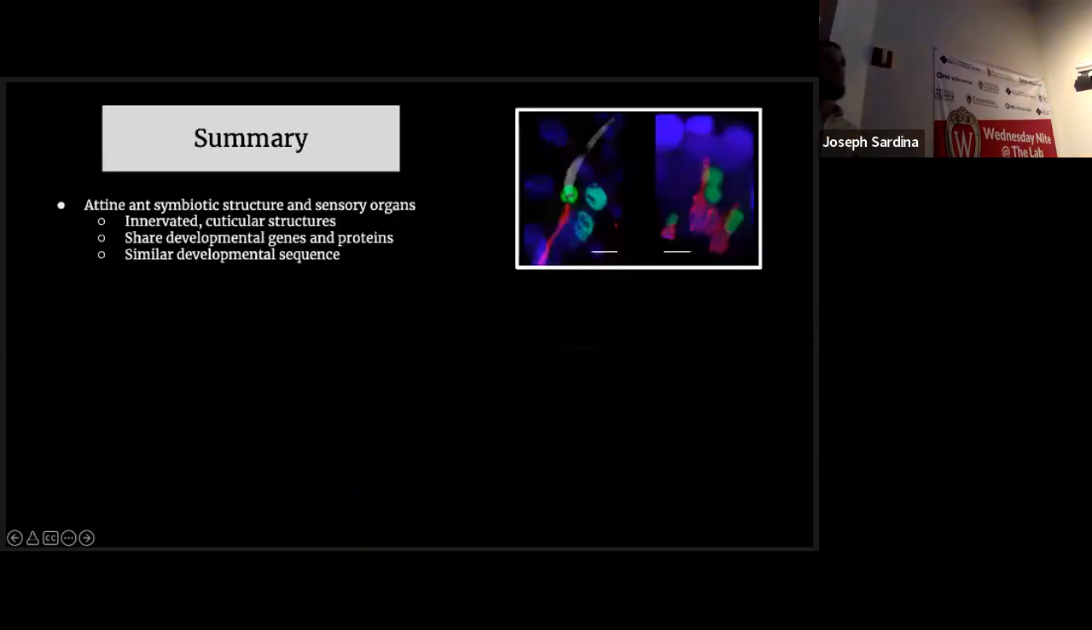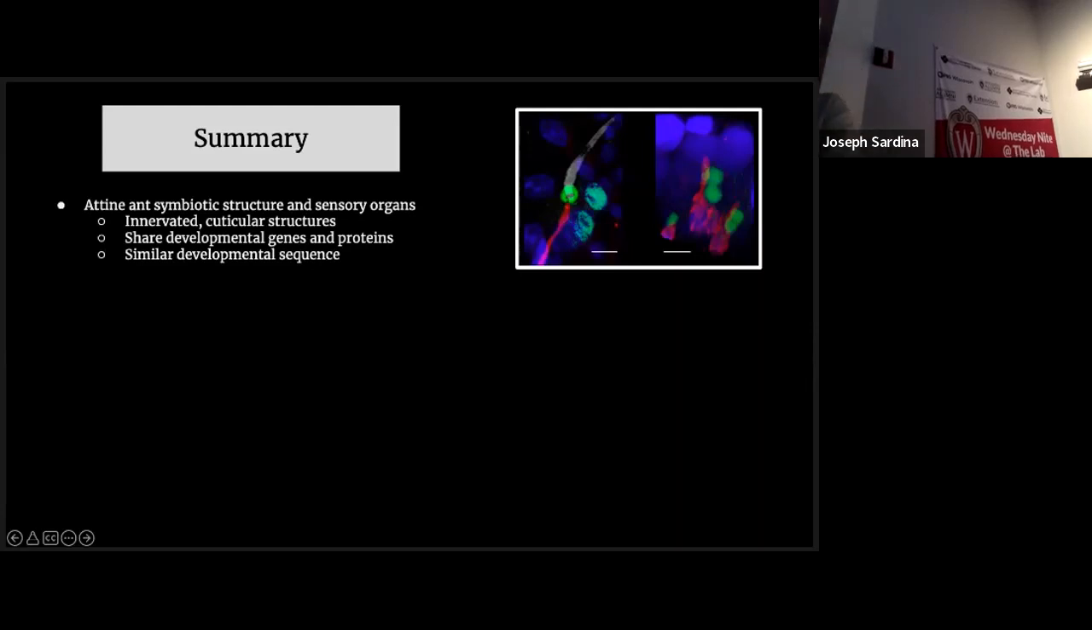So that is all that I have today. And so to summarize, I've studied some aspects of the development of the ant's symbiotic structure, as well as the sensory organ, and I've seen some developmental similarities in these two structures. First of all, they're both innervated cuticular structures. They share some important developmental genes and protein expression during the development of these two structures. And their overall developmental sequence is pretty similar as well.